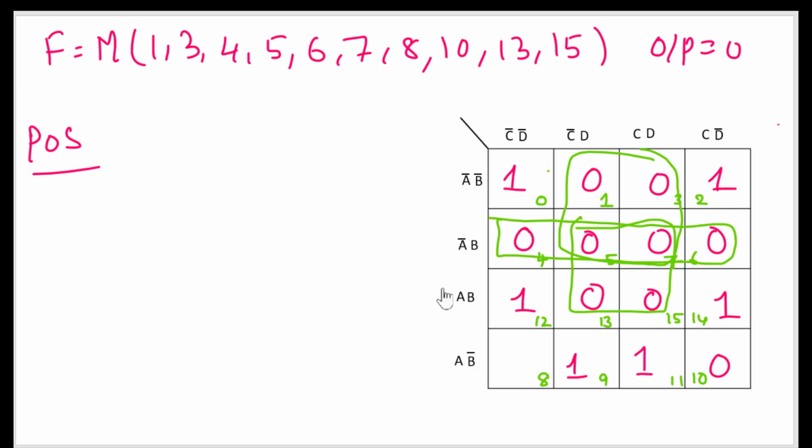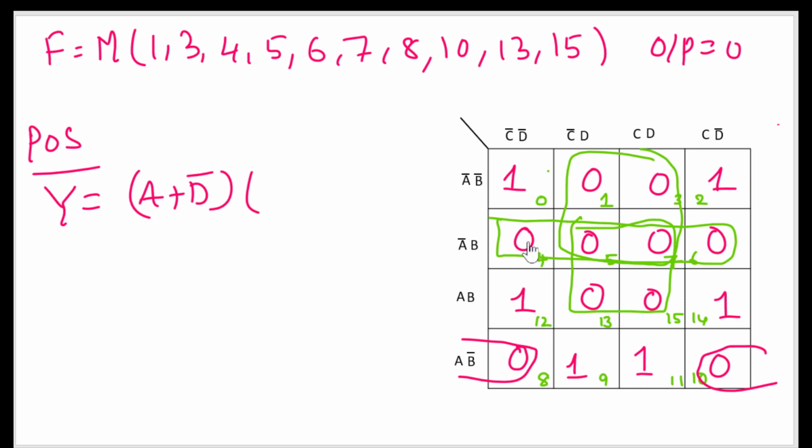So you're going to have 0 also here. So now we can form one pair here using this 0 and this 0. Okay, I'll try to write the expression for pass form. If you take this quad, you're going to have (A plus D bar) into, if you take this quad, you're going to have (A plus B bar). If you take this quad, you're going to have (B bar plus D bar).